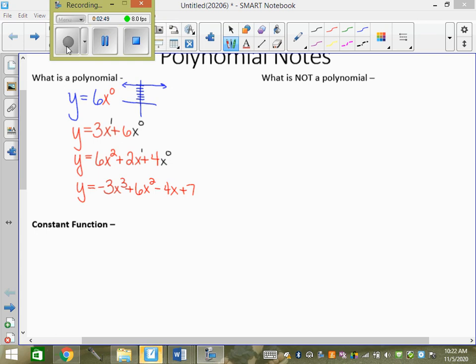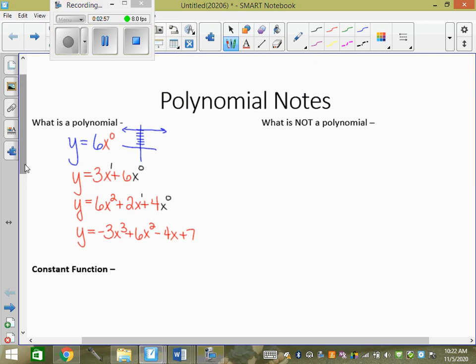So a polynomial is an equation where all of your variables have whole number exponents. So if my exponent is 0, 1, 2, 3, 4, 5, 6, 7, 8, 9, if all my exponents are whole numbers, it's a polynomial. Okay? That starts at 0 and goes onwards. What's not a polynomial? The opposite. Anything where it's not a whole number exponent.